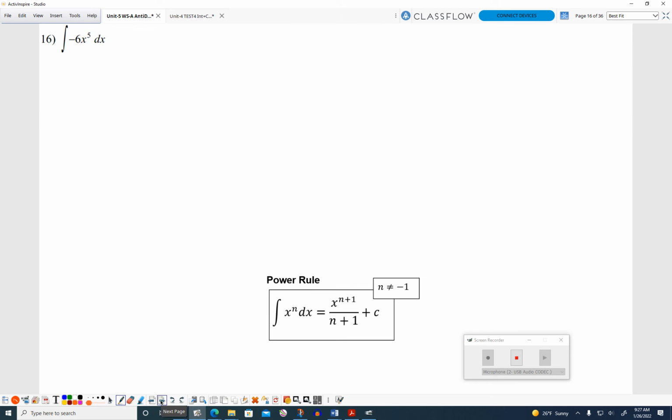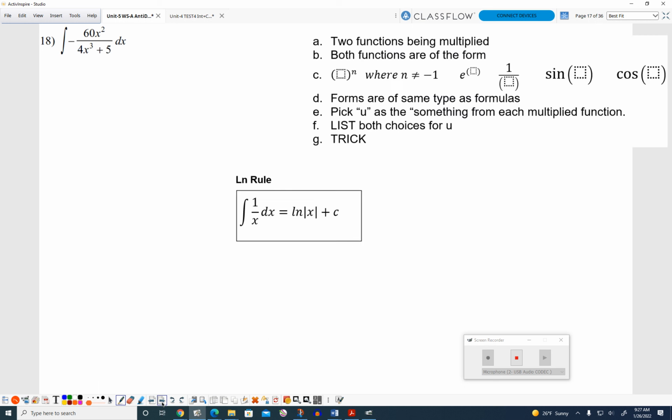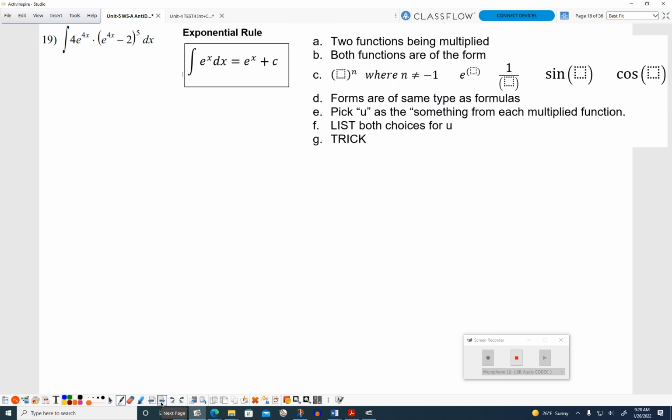Okay, look at this one. Simple rule there, so don't worry about it. That's pretty similar to the earlier one. Let's do one that's a little bit different. Let's look at that one.